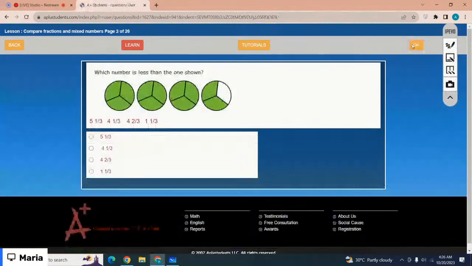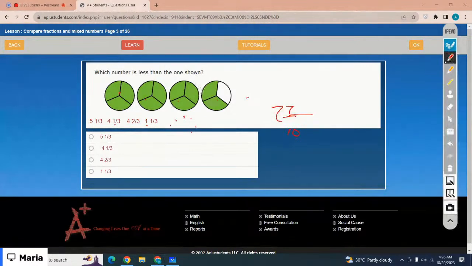Which number is less than the one shown? The one shown here is 3 whole 2 over 3. So which is less than 3 whole 2 over 3? Yes, the only one that is less than 3 whole 2 over 3 is 1 whole 1 over 3. The correct option is the last one.